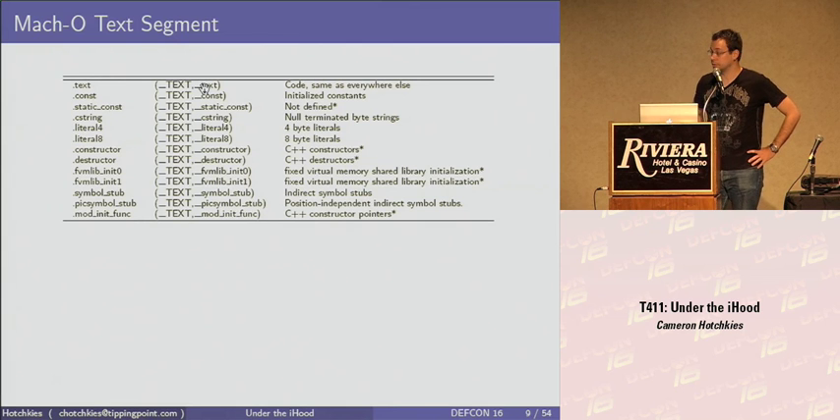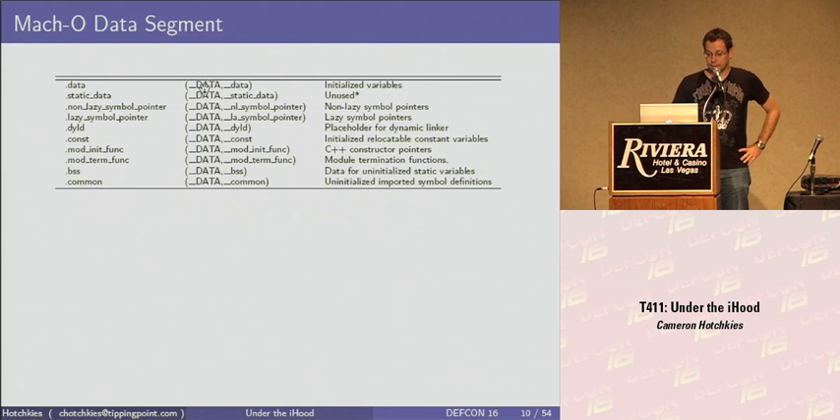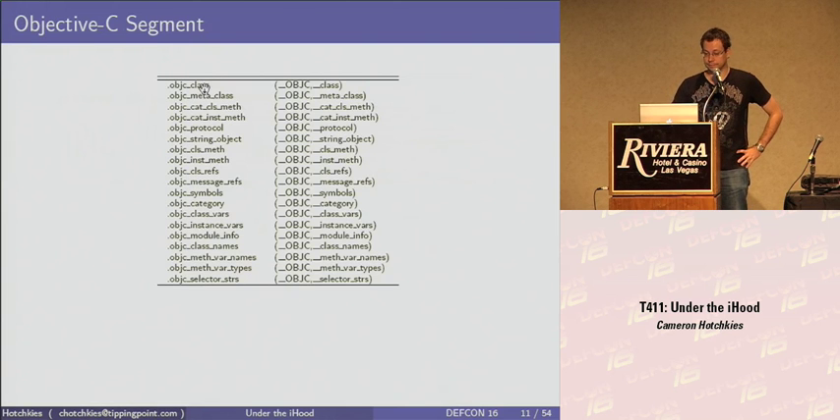They're pretty straightforward. You have the code stored in the text section. You have the constant stored in the constant section, static constant stored in the static constant section, and so on all the way through it. In the data section, that's where you're going to have your variables, your symbol pointers, your constructors. So it's pretty straightforward as well. If you're using any modern disassembler, then it'll sort all this stuff out for you. This is the part that you actually want to pay attention to.